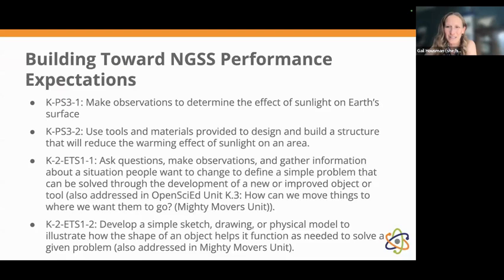Excited to be here with y'all today. Thank you for joining us. I'm going to give us just a quick introduction to the schoolyard engineering unit and the things that we're going to be doing in this unit, and then we'll jump into that lesson one, like Janita said.